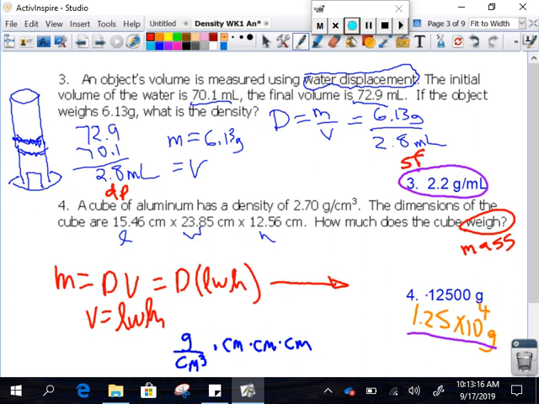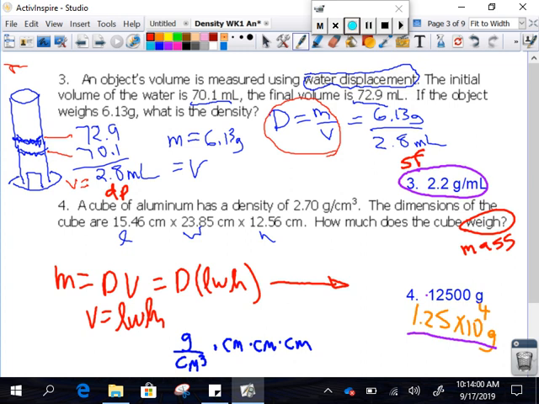So the first volume is given as 70, and then the second volume is given as 72.9. So those two volumes, you take the difference between the two, and then you know the volume of your object. So that's the volume of the object. It also tells us the mass of the object is 6.13. So I'm doing the mass over volume to calculate density, and I got the density as 2.2. Again, units wise, I'm doing grams divided by milliliters.